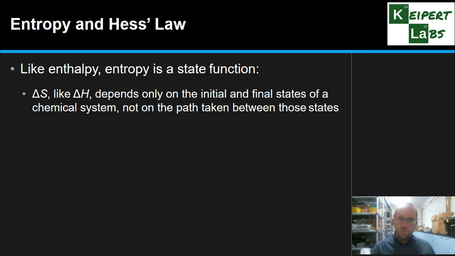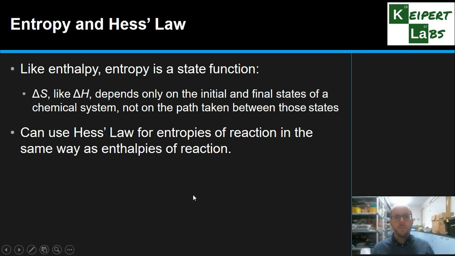Okay, so if we go directly from A to C, or we go via step B, the overall change in entropy will be the same, which means that we can use the fundamentals of Hess's law to calculate the changes in entropy the exact same way that we've looked at changes in enthalpy. Okay, so looking at the difference in the sum of the products minus the sum of the reactants, looking at those sorts of values, they all give us useful information there.